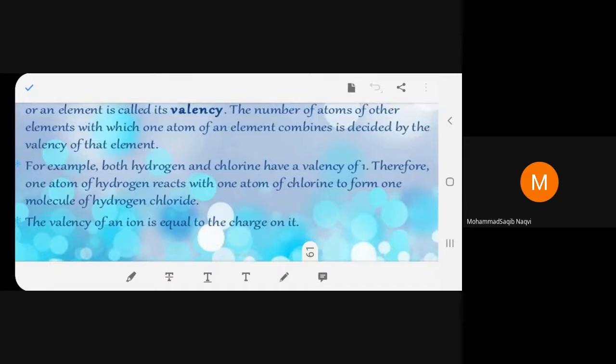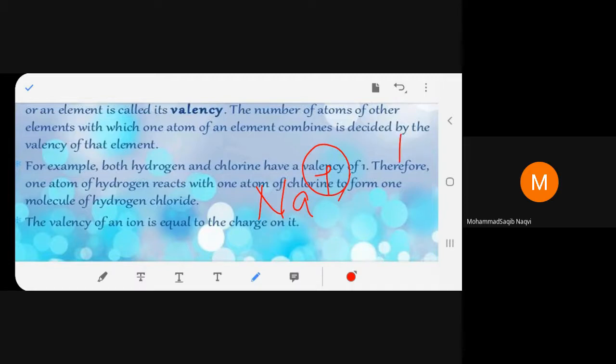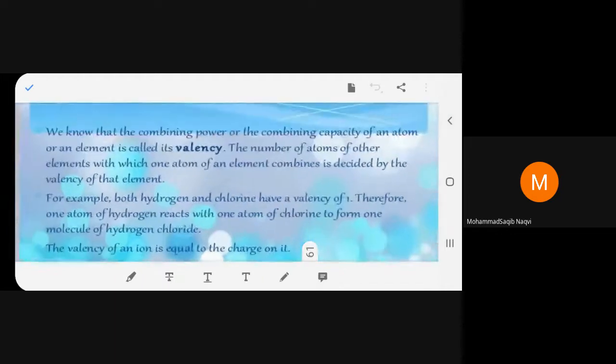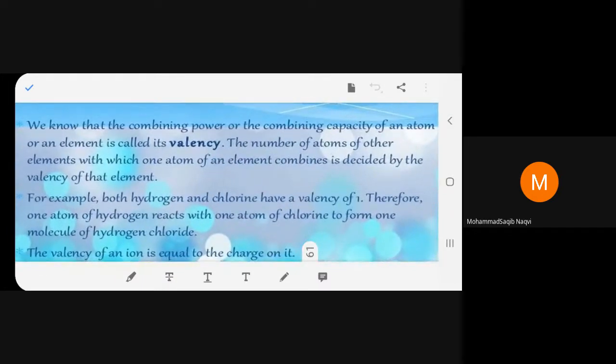So you got it? What is valency? If I say Na plus, what is the charge? Plus 1. So what is the valency? 1. Do you understand? Yes, ma'am. Similarly, chloride minus, what is the charge? 1. What is the valency? 1. Is it understandable to all of you? Yes, ma'am. So the presence of the electron in the outermost shell, which is showing the ion, is called the valency. I hope you understood that.